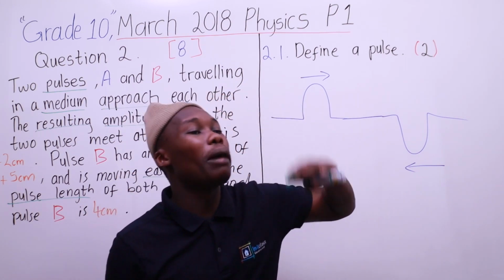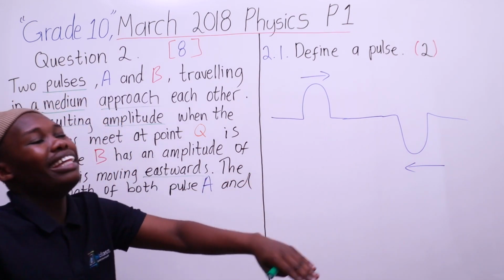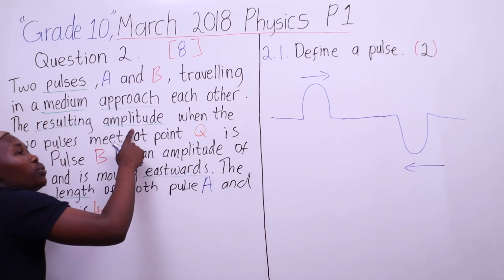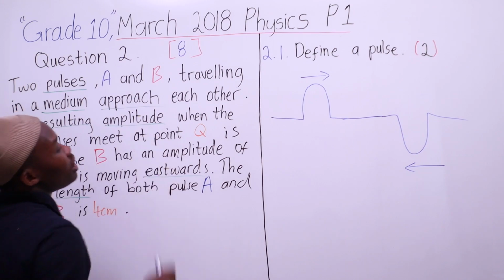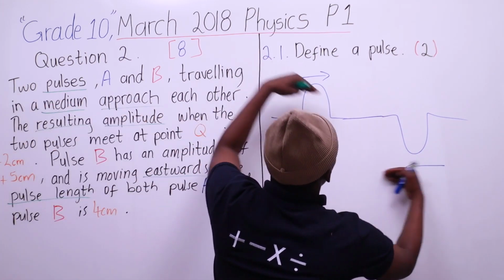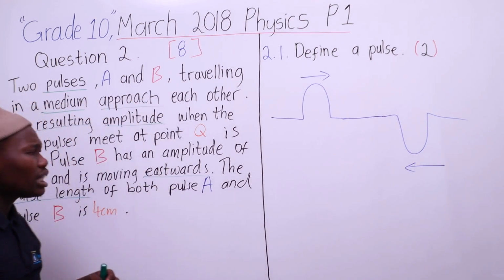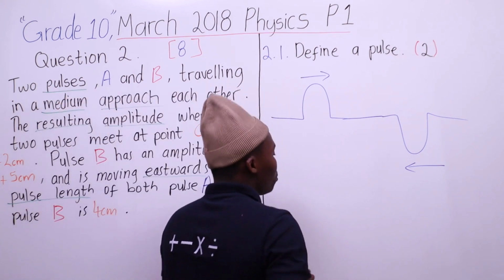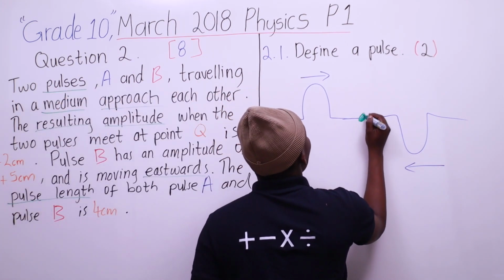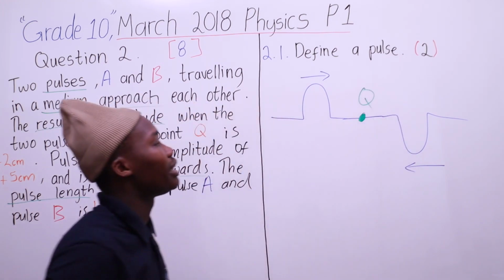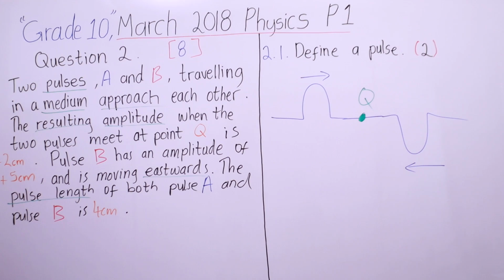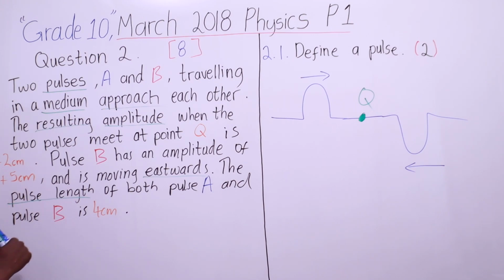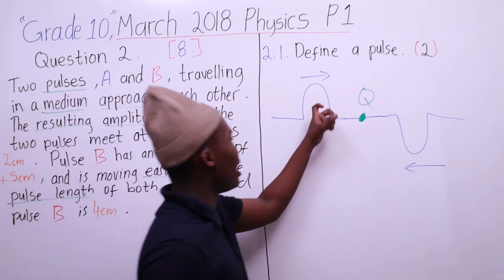it displaces them above or below the level. And the distance between the rest position and the maximum displacement is your amplitude. So when they say they approach each other, they mean these two pulses come towards each other. They will meet. When the 2 pulses meet at point Q, which means there is a point Q where they will meet, it's 2 centimeters.